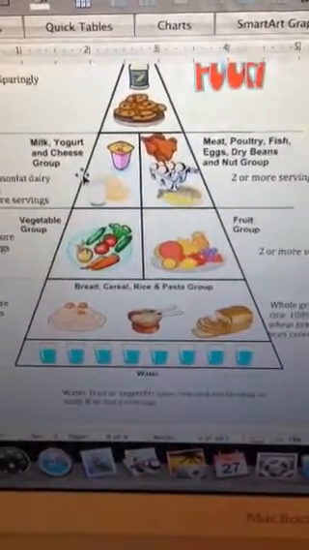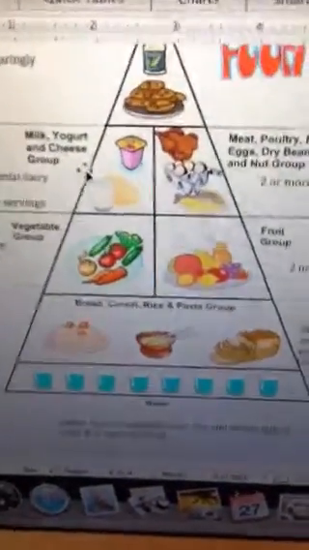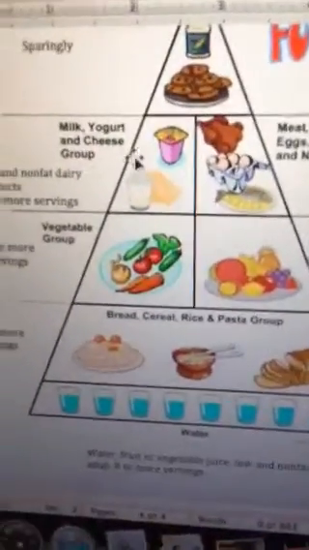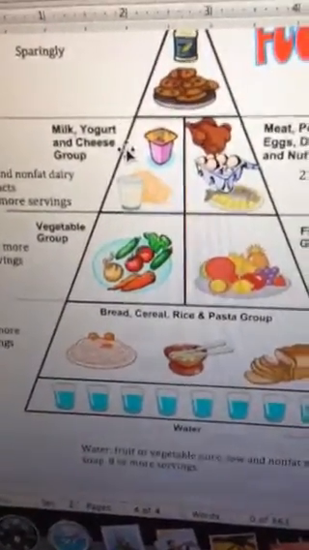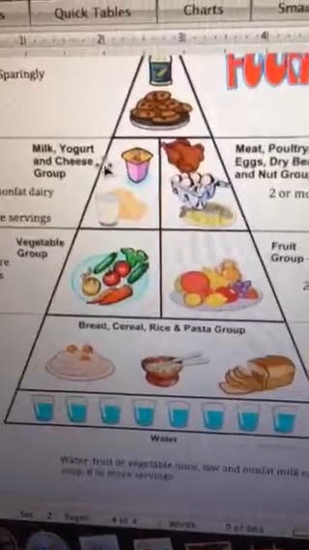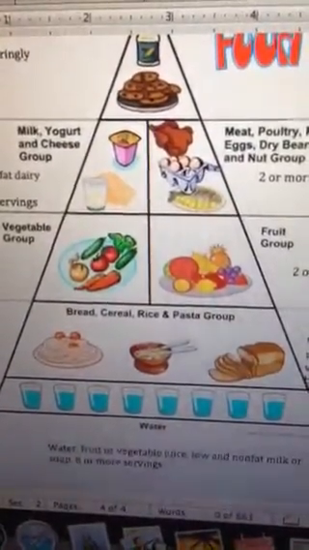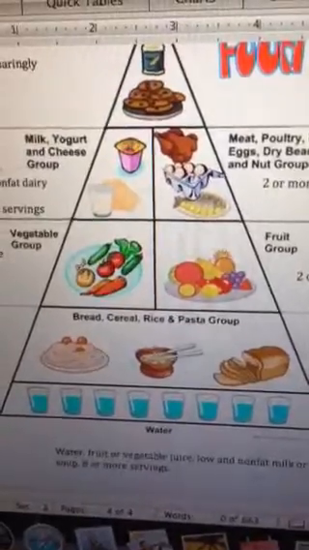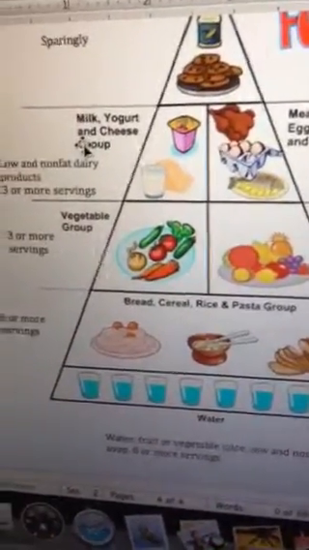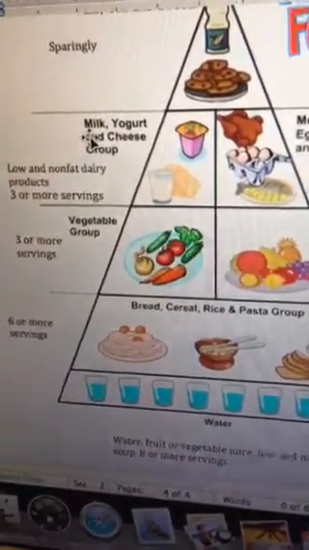And then we have dairy. So dairy is anything that can come from a cow. So milk and yogurt and cheese. And these are generally left to the low and non-fat types. Those are the kinds with the least amount of fat in them.